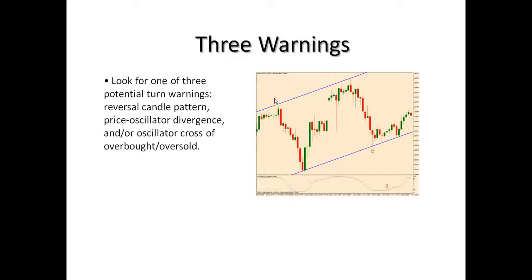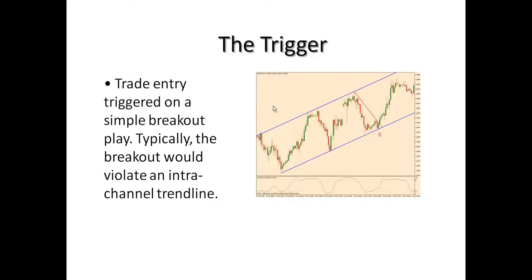Once you have one or more of these three warnings, one is fine, but preferably you have more than one. You go to the trigger, and the trigger gets you into the trade. Now, how do you get into a trade? The trade entry is triggered on a simple breakout play. Typically, the breakout would violate an intra-channel or intra-range trend line.